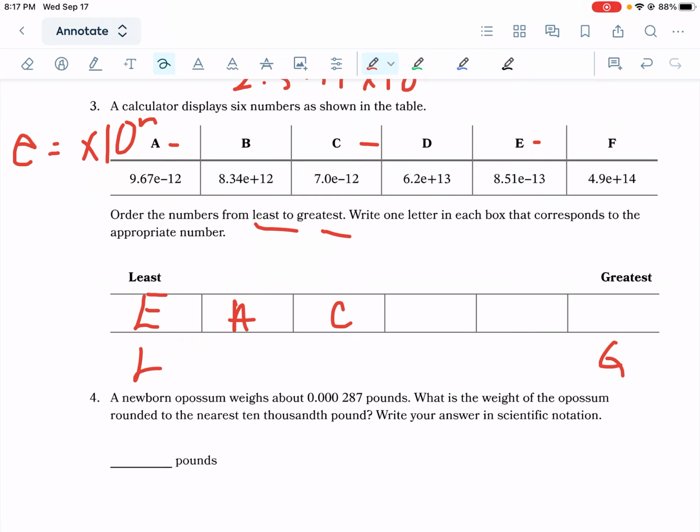That leaves us with B, D, and F. Once again, now you can order these last answer choices numerically based on the exponents. B has an exponent of 12, so that would go next. D has an exponent of 13, that will be next, and that leaves F. The greater the positive exponents, the larger the number. Plain and simple. Just don't get tripped up.